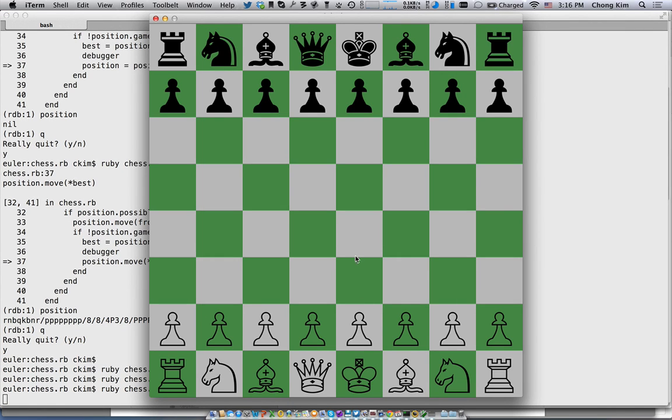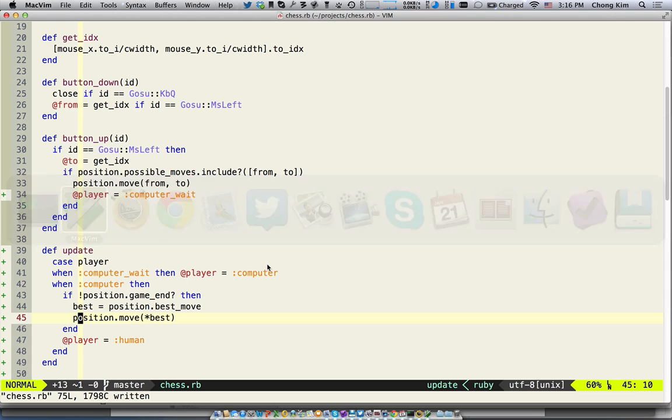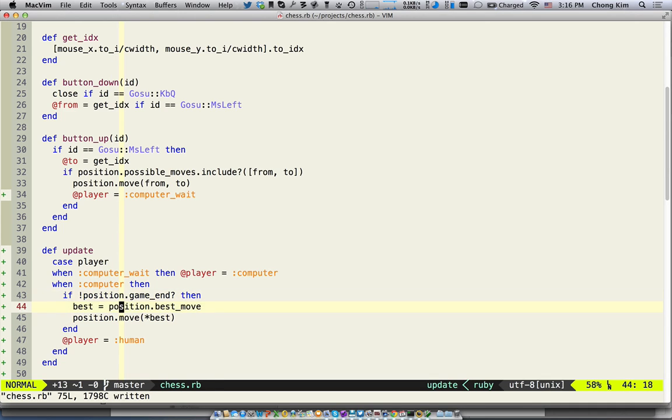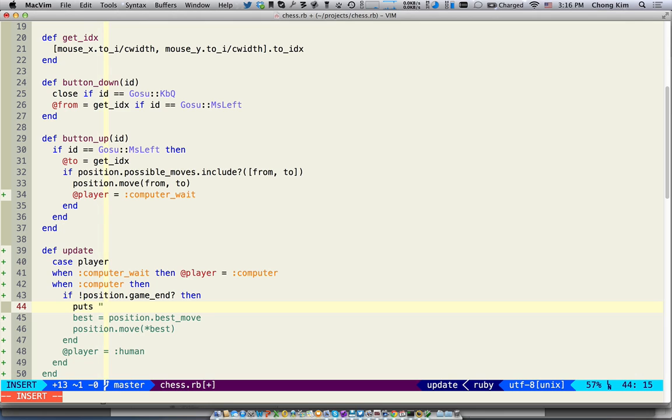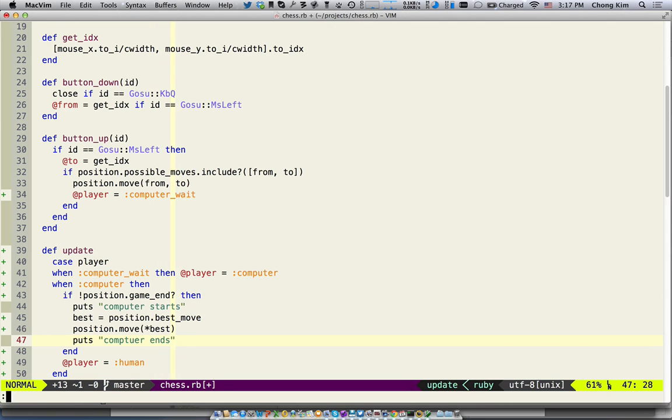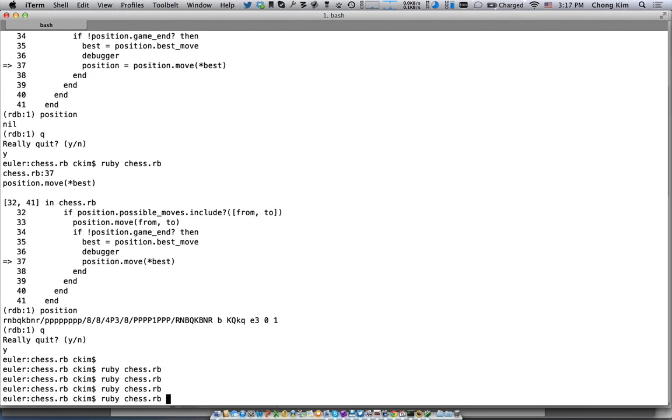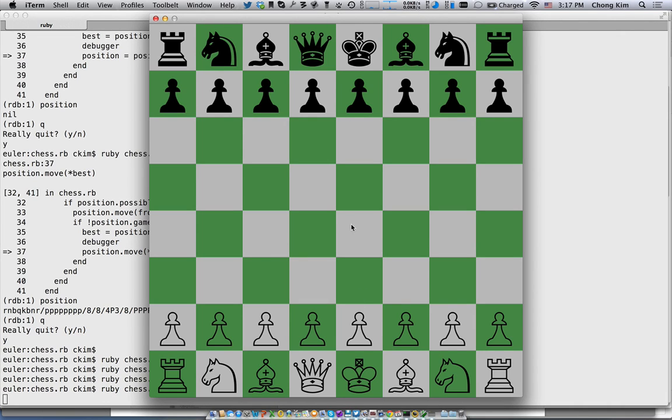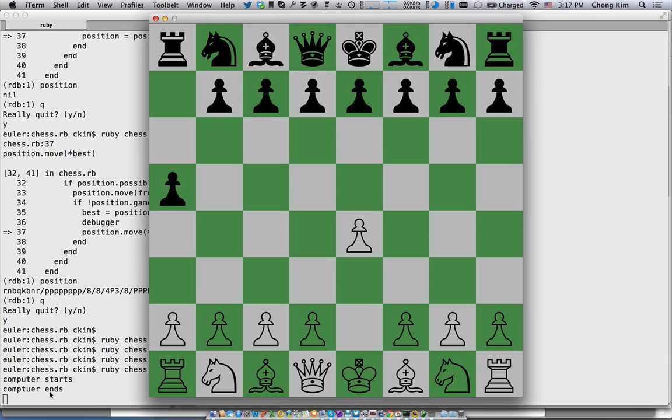Okay, so I make the move. Okay, it shows up immediately, and now I can see it doing the update. So let's see how long this actually takes. So when this happens, when it's the computer's turn, I'm gonna just print out that computer start. Okay, and then at the end of it, I'm going to say computer ends. All right, so I'm going to make the move, and you can see that the computer's thinking, and then it makes the move. All right, so let's continue playing from here.